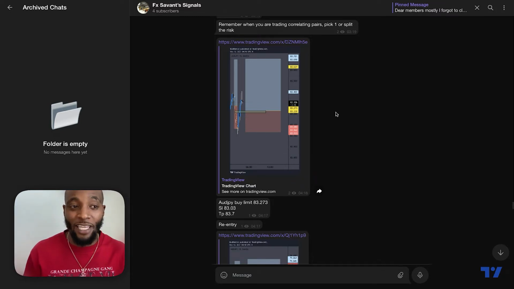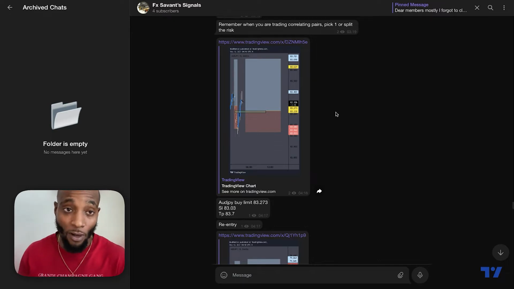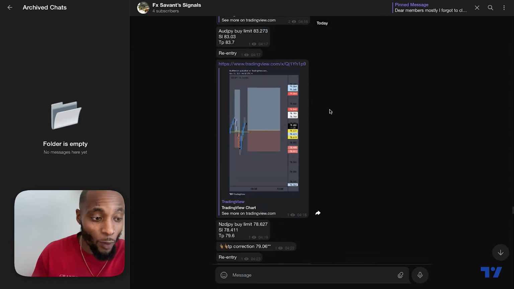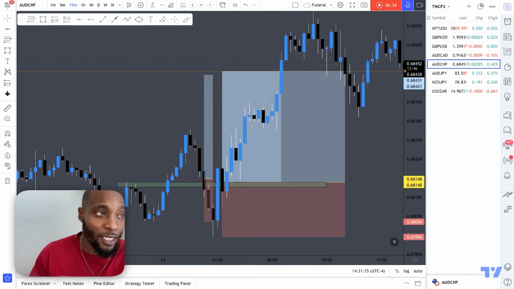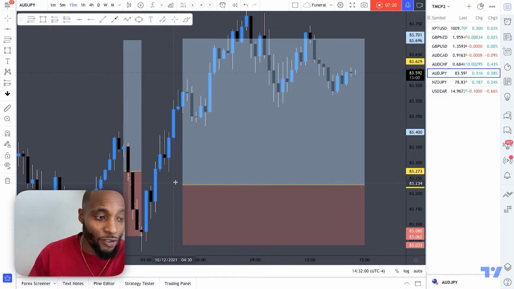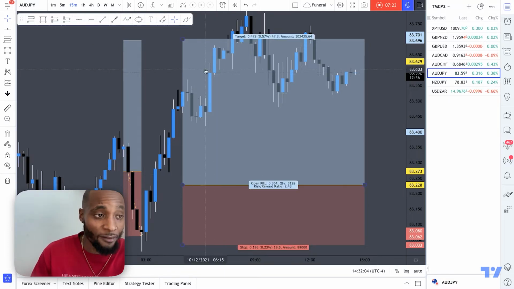So in the AUD CAD instance, it did not hit stop loss on the first entry. It went on to take profit. But then we had an AUD JPY re-entry as well as an NZD JPY re-entry. But on both of these, price did not come back to our entry to trigger us. Probably could have done something a little different here instead of being so aggressive or so greedy.